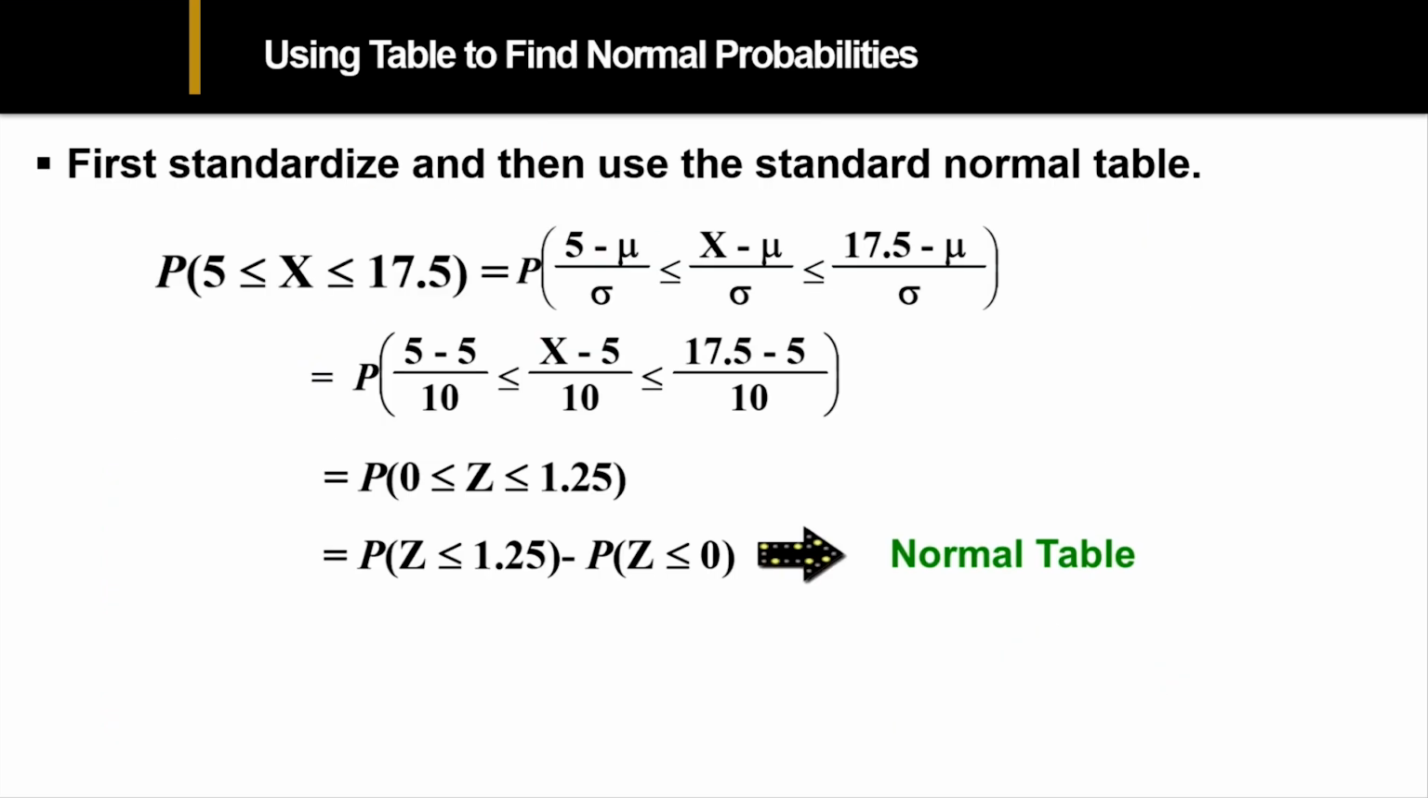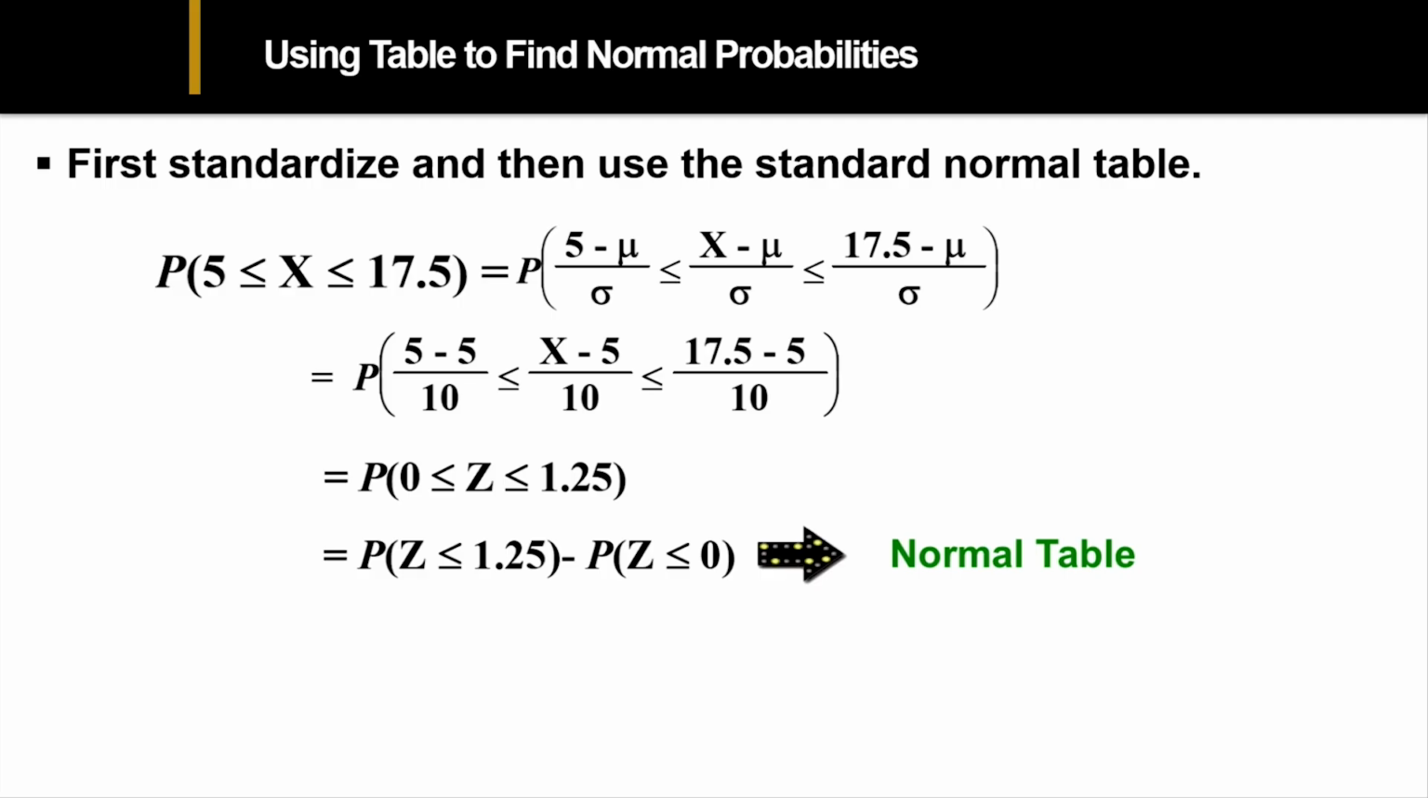So first we can standardize this distribution. So it starts off with P, the probability that x is between 5 and 17.5, is the probability that we get to a z-score that is between 0 and 1.25, or 1.25 standard deviations greater than the mean itself. This probability can be broken up into the probability that z is less than or equal to 1.25 and the probability that z is less than or equal to 0.